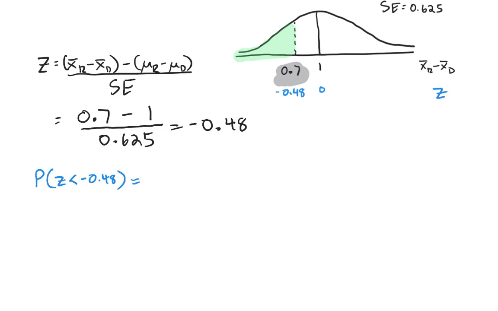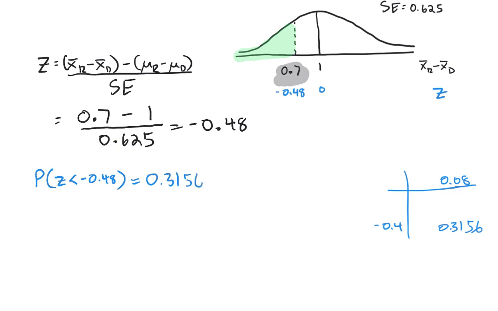And we can look that up in our table. I'll draw a quick version of this table here. We're looking for negative 0.4, and here we want 0.08. And if we see where the column and the row match, we get 0.3156.